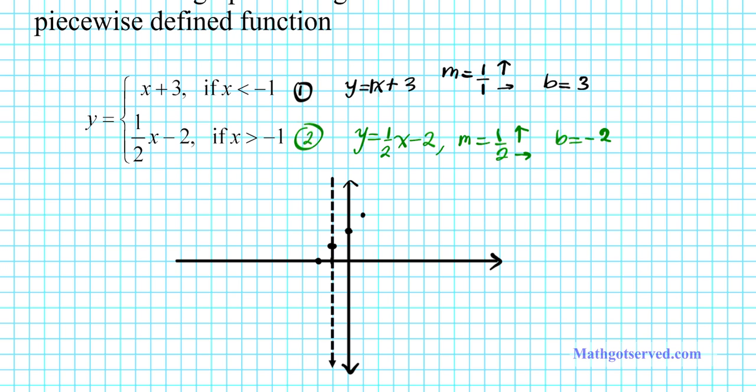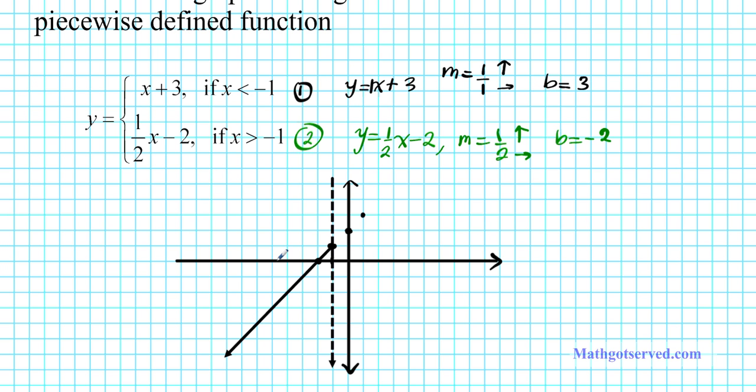Now, when I'm graphing the line for line 1, I'm going to ensure that I restrict myself to the left side of my partition because x is less than -1 when this function is active. Okay, so let's go ahead and draw that. So that is line number 1.